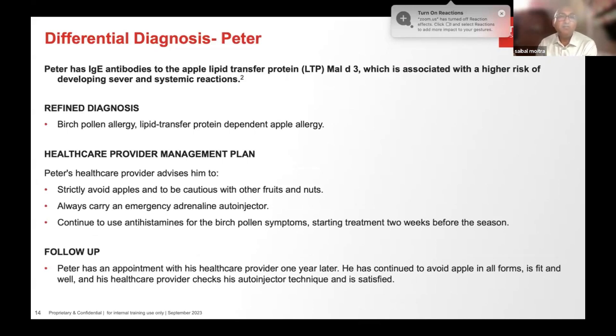And for Peter also, Peter had IgE antibodies to Mal d 3. So this is very important to understand, because Mal d 3 is an LTP. So there's a higher risk of developing severe and systemic reactions, because we know LTPs, as I was just talking about, are quite high up in the allergenicity risk spectrum. So we have to be more cautious with him.